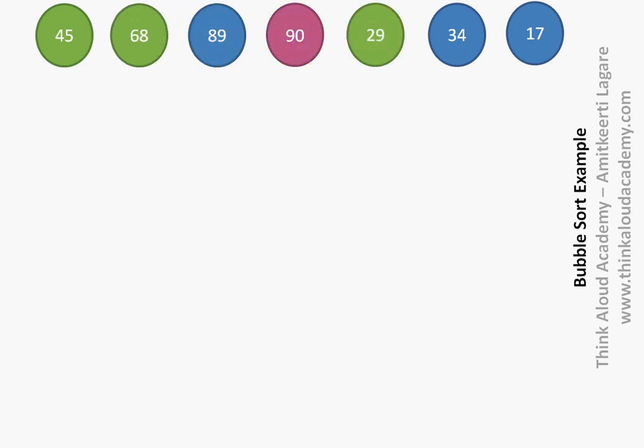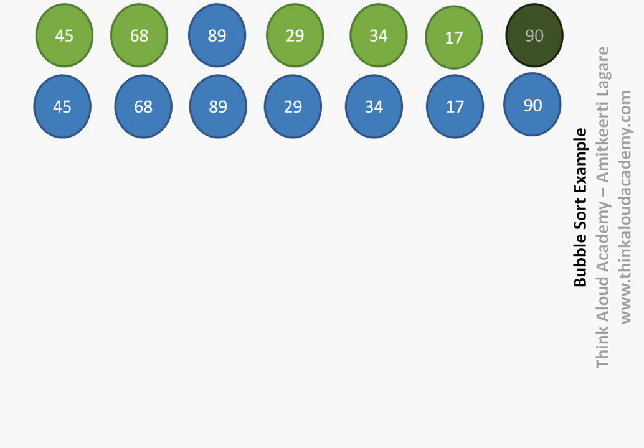And since 90 is greater than 89, 90 stays there. Then 90 and 29 are checked, and 90 moves to the right and 29 moves to the left. Then 90 and 34 are checked, and 90 moves to the right and 34 moves to the left. And then 90 and 17 are checked, and 90 moves to the right and 17 moves to the left. So by the end of the first iteration, the biggest element is moved to the right, which is 90.